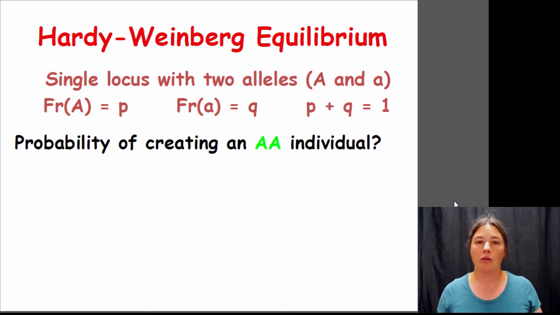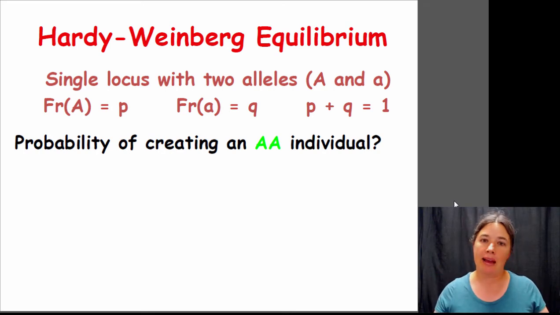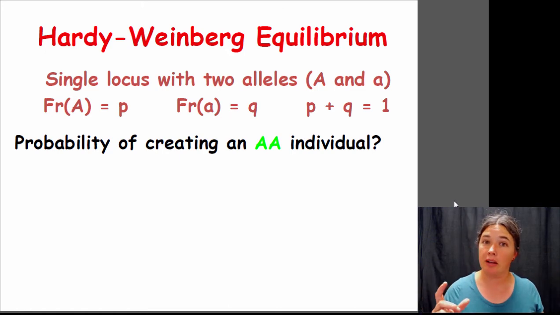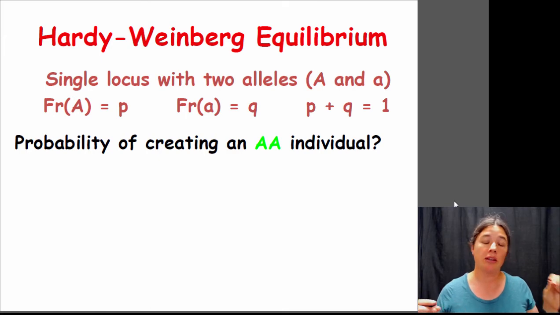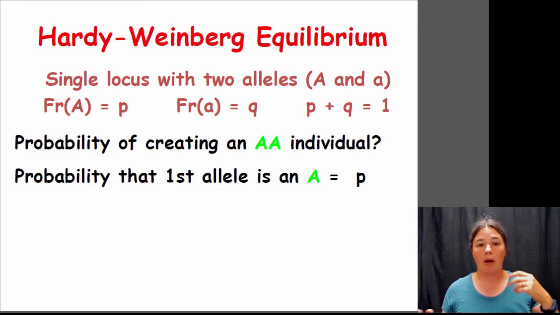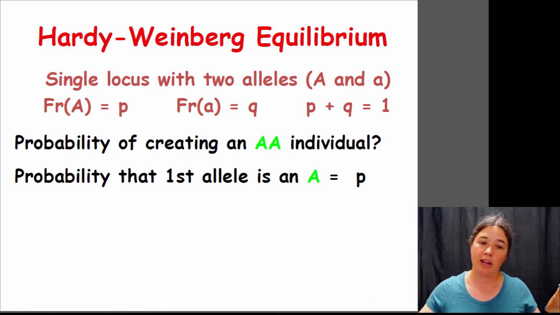All right. So in order to become a big A individual, you have to get a big A from your mom and a big A from your dad, right? And then you become a big A individual. Okay. So what's the probability of getting a big A from your mom? Well, we defined the probability of being a big A as the same as the frequency of having a big A in the population, and that we defined as lowercase p, so that's little p, right? So the probability that your first allele is big A is lowercase p. What's the probability of the second allele, the one you get from your dad, being big A? Also p.